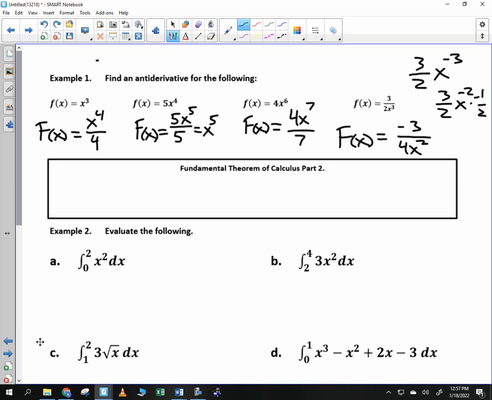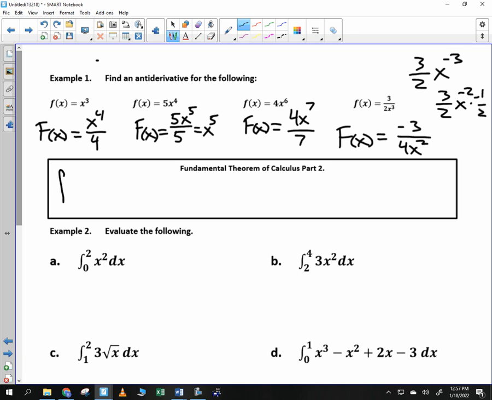Finding antiderivatives, no big deal, is it? Now, there are two parts of the fundamental theorem of calculus, and every professor I've ever known always teaches part 2 on day 1. So that's what we're going to do. We're going to teach part 2. Forget about part 1. It's not as well known. Part 2 is what's really cool.